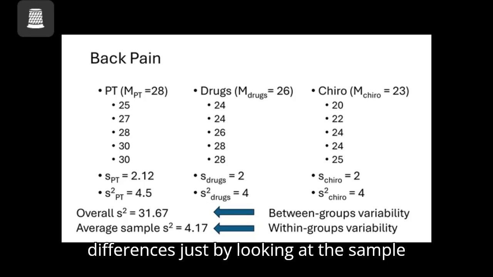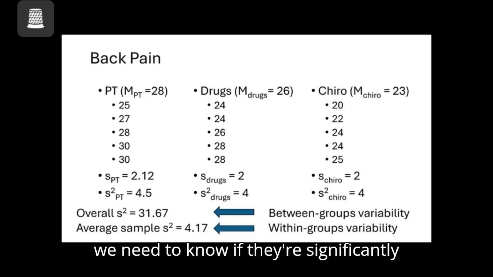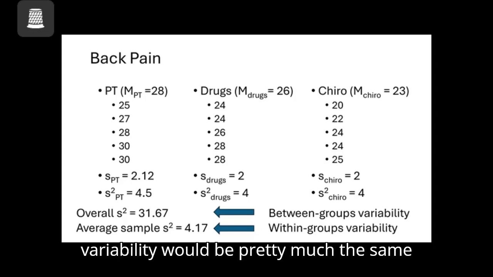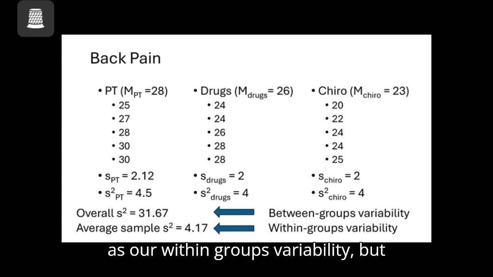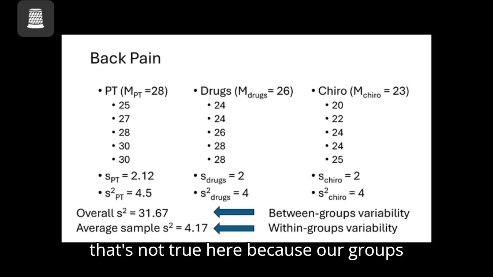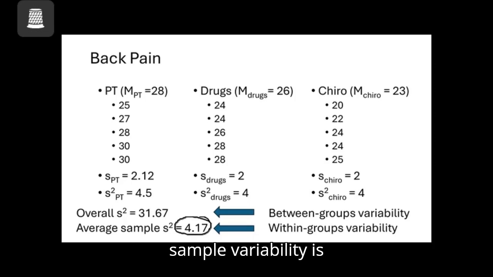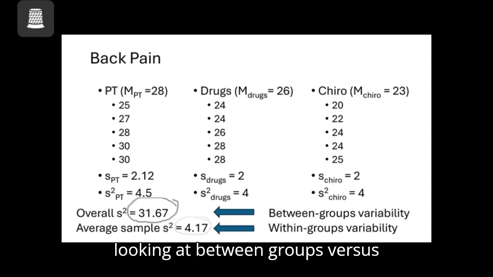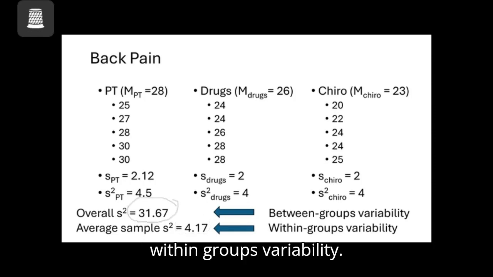We can see these differences just by looking at the sample means. The group means are different, but we need to know if they're significantly different. Is the difference in the means between the groups big enough to overcome the variability within the group? Now, if the only variability that existed was individual differences, then our total variability would be pretty much the same as our within groups variability, but that's not true here because our groups are different. So we can see that average sample variability is 4.17. The overall variability is 31.67. This probably helps you see a little better what the book was talking about when they're saying that we're looking at between groups versus within groups variability.